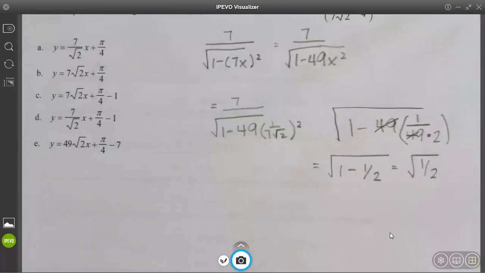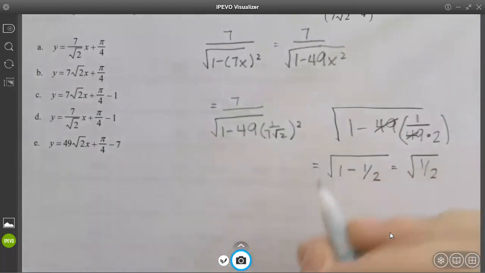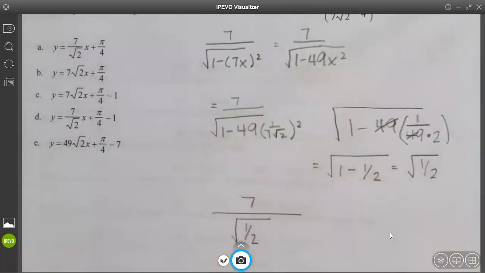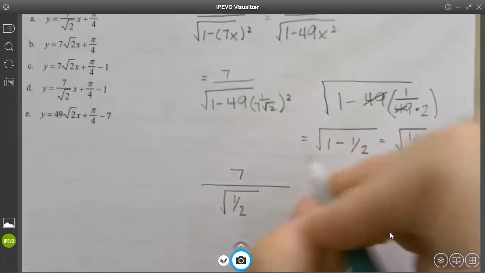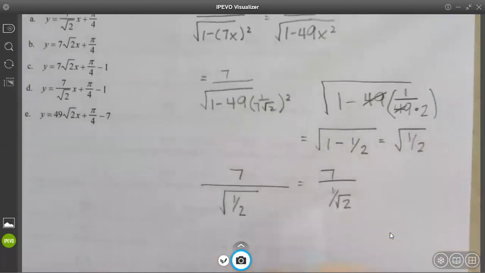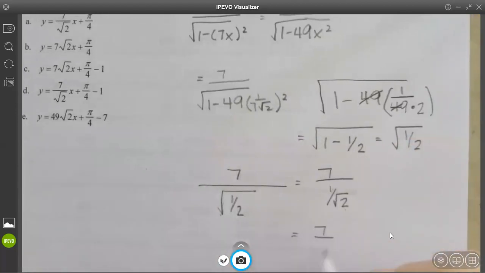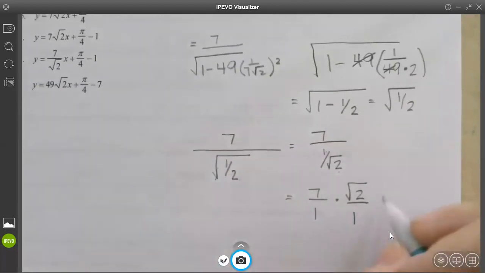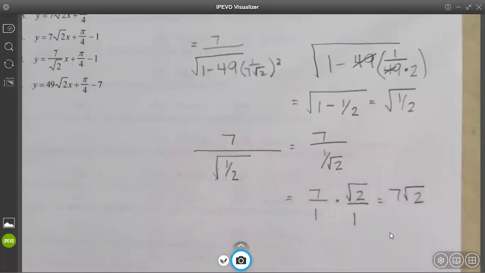And if you guys look, they leave it. Don't forget your 7 on top. They leave it in square root form, so watch that real fast. So what we have now is 7 over the square root of 1/2, which is the same thing. Square root of 1 is 1, square root of 2 I can't fix. We don't divide fractions. We flip and multiply. Is everybody okay with that? And our slope should be 7 square root of 2, which eliminates those.